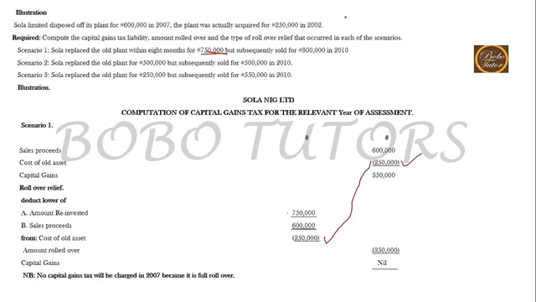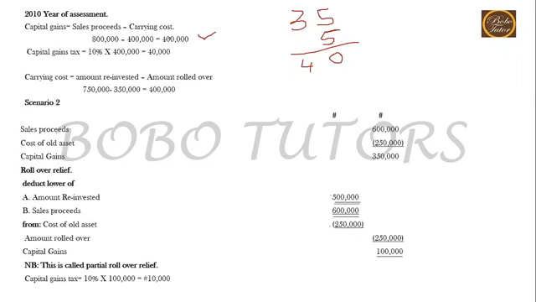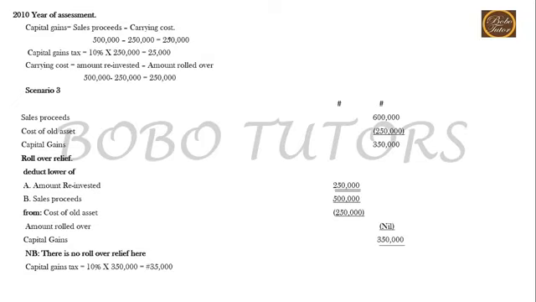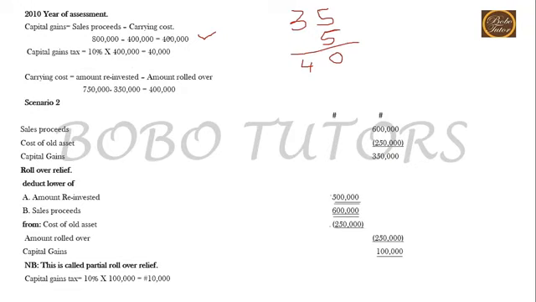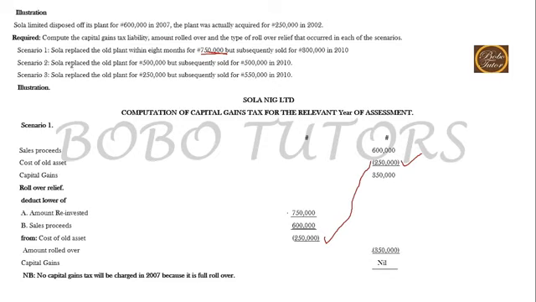Now let's look at scenario 3. Scenario 3, you see that Shola replaced the old asset for 250,000 but subsequently sold for 550,000 in 2010. So scenario 3 is Shola replaced the old plant for 250,000 but subsequently sold for 550,000 in 2010. So let's look at the solution.